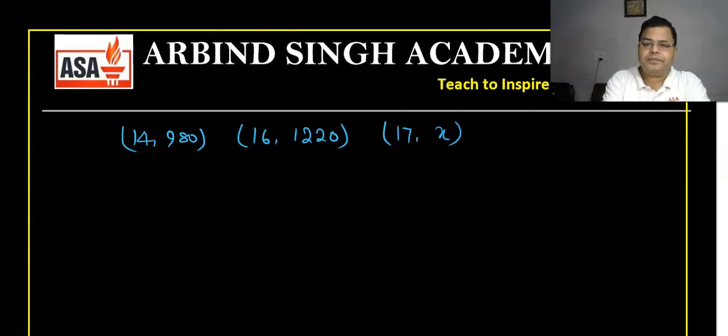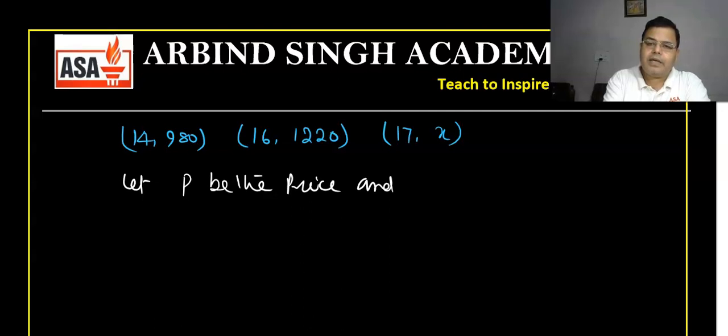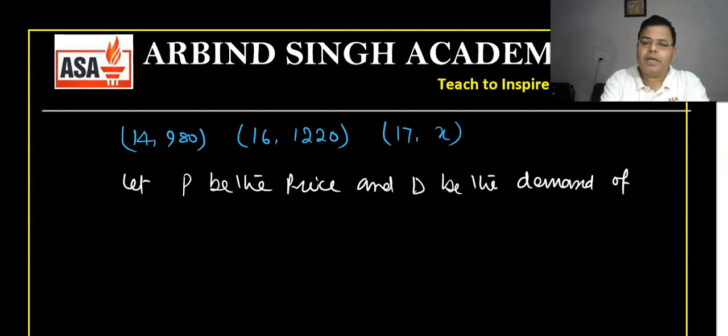So let P be the price and D be the demand of milk per week.